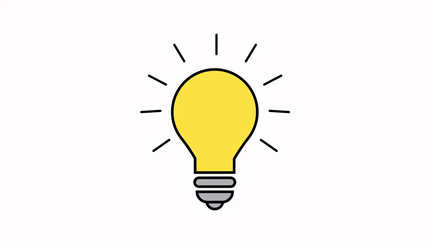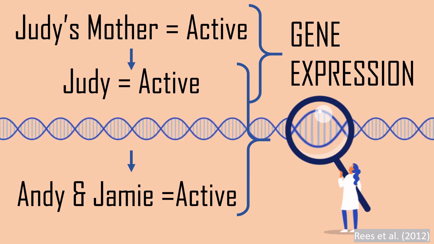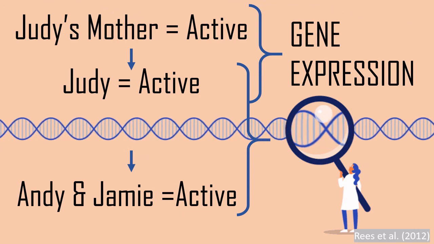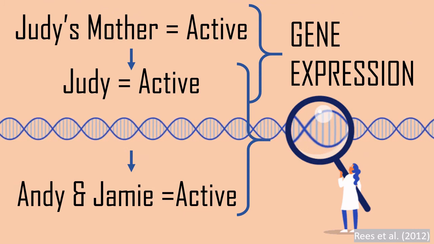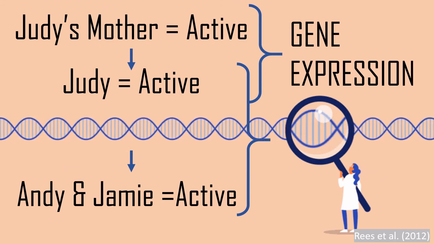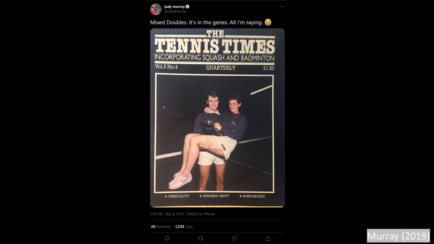This is where a statement by Rees and colleagues comes in. Because Judy's mother was very active throughout her life, it is likely that gene expression across the generations has occurred and Judy received the talent gene. Since she also was very active throughout her life, it's likely that she passed this gene on to Andy and Jamie. Gene expression across the generations can have important implications for the emergence of sporting talent, which we can clearly see with Andy and Jamie. And Judy talks about it herself.